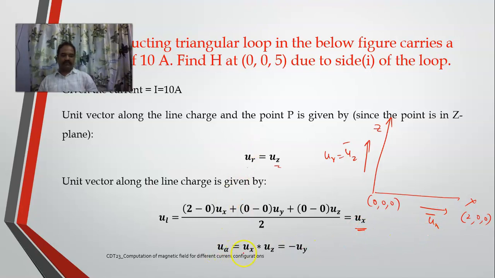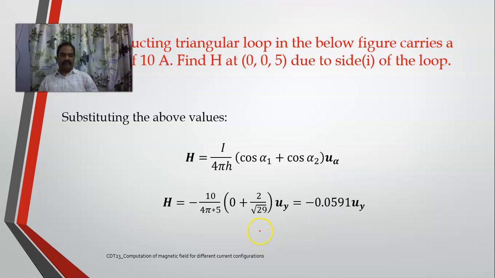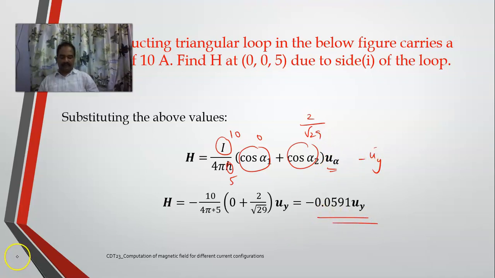So what is now u_phi? u_x cross u_z, and it is minus u_y bar. Now I'll substitute each and everything. This is what we have already done. So this is the formula. I is 10 amperes, shortest distance is 5. This will become 0, this will become 2 by root 29, and this is minus u_y. If I substitute, this is my final answer. So the field intensity at (0, 0, 5) due to side 1 is this one.